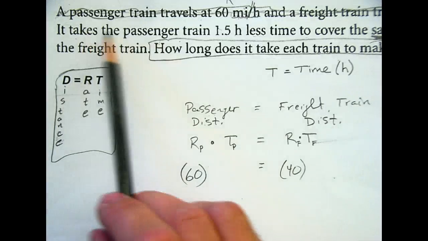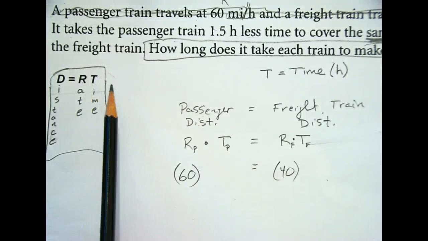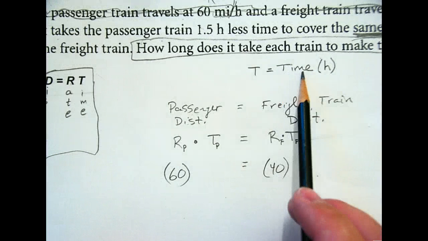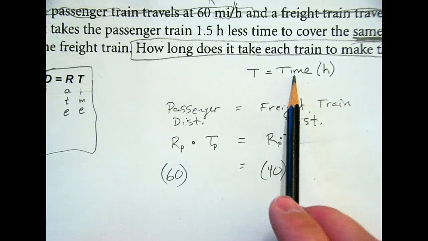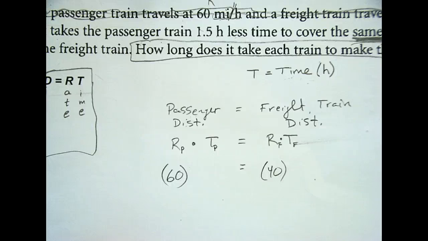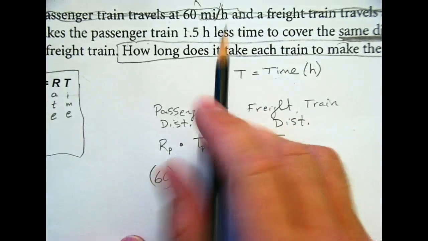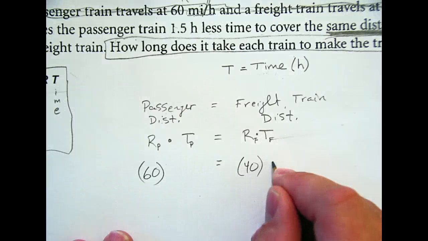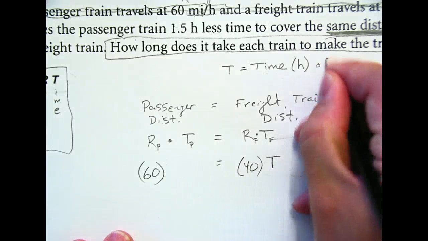Okay. It takes the passenger train 1.5 hours less time to cover the same distance as the freight train. So if we say time and T, we have to define which time we're dealing with. Is this going to be the passenger train's time or the freight train's time? Which takes longer? Yeah, it takes the freight train longer. They're traveling slower, right? So this T is going to be the freight train's time.